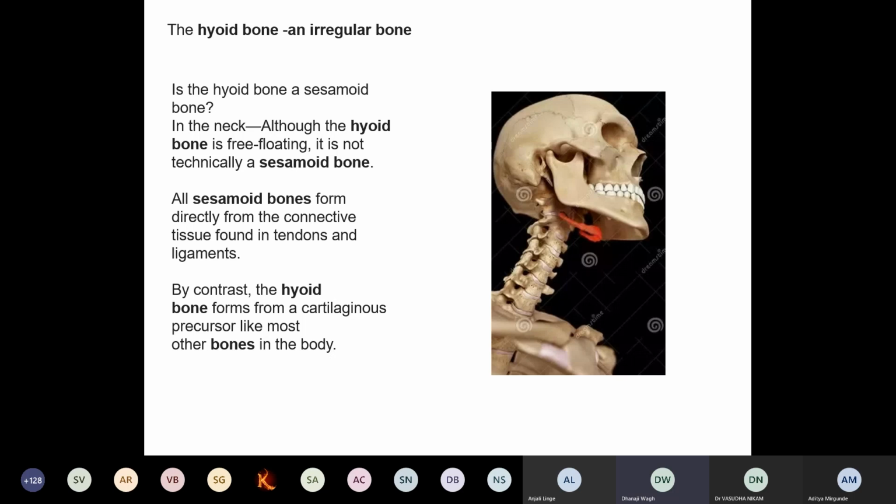In the neck, although the hyoid bone is free-floating, it is not technically a sesamoid bone. Remember that it is an irregular type of bone. All sesamoid bones form directly from the connective tissue found in the tendons and the ligaments. The hyoid bone is formed from cartilaginous precursors like most other bones in the body.